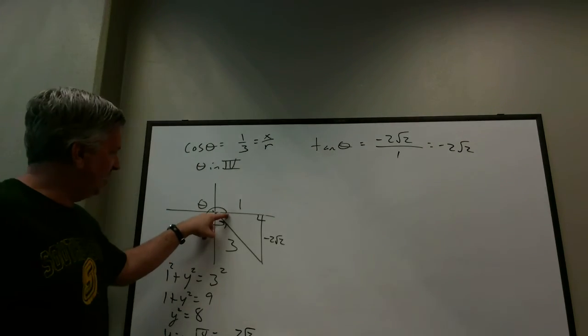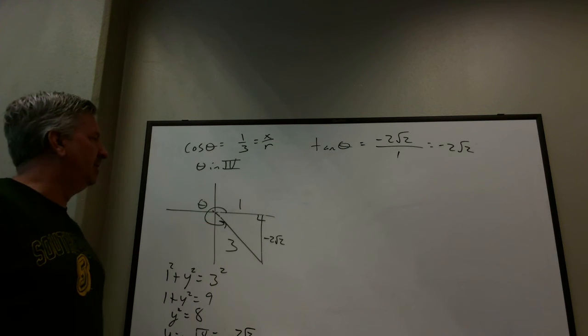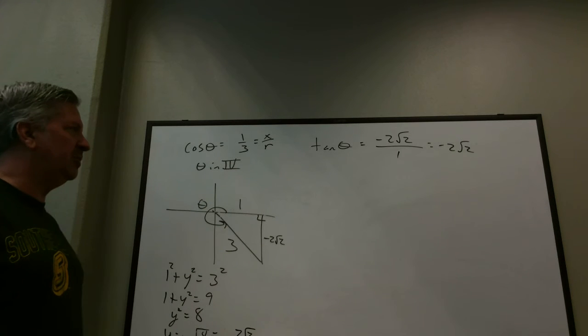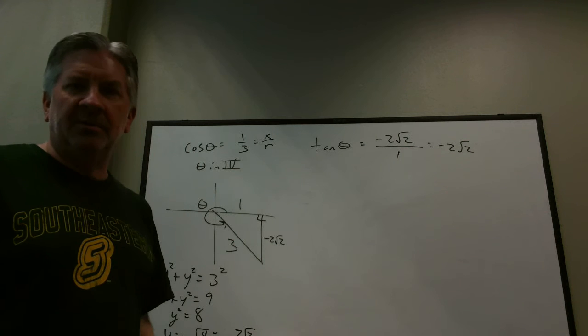Okay, so sine is minus 2 root 2 over 3. Tangent's minus 2 root 2 over 1. Cotangent's 1 over minus 2 root 2, etc. So once you have the pictures, you could do all 6 trig function values, so not just 1.